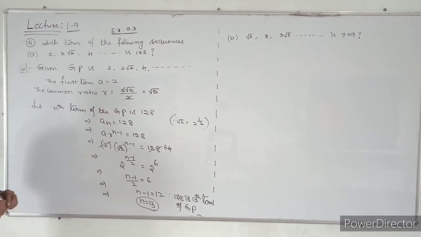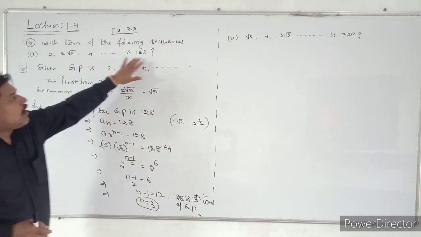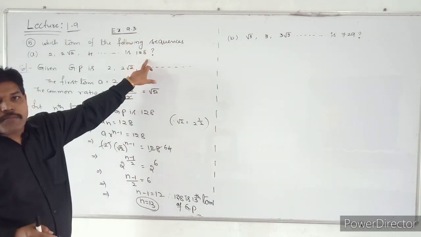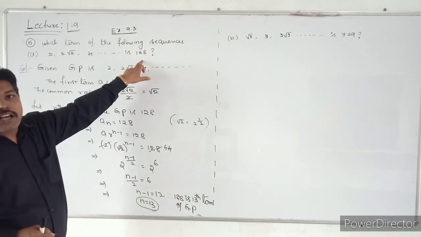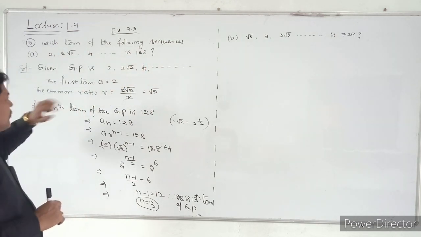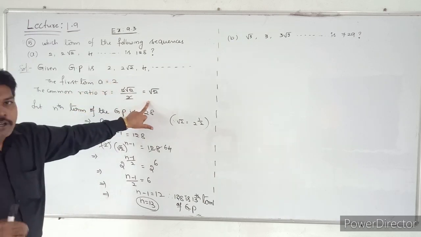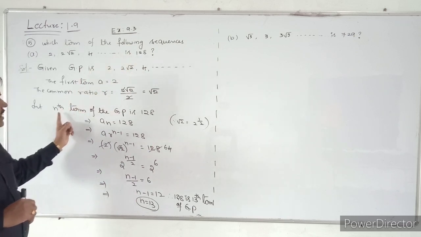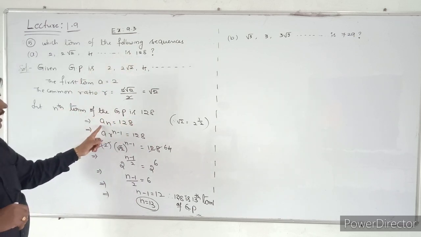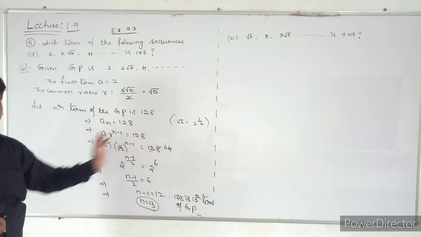See that question once again, students. A GP is given: 2, 2 root 2, 4 and so on. Some number is given, and the question is which term of the sequence it is. First calculate a is equal to 2 and the common ratio r is equal to root 2. The number they are given, you can take it as the nth term. So an is equal to 128. So a into r power n minus 1 is equal to 128.